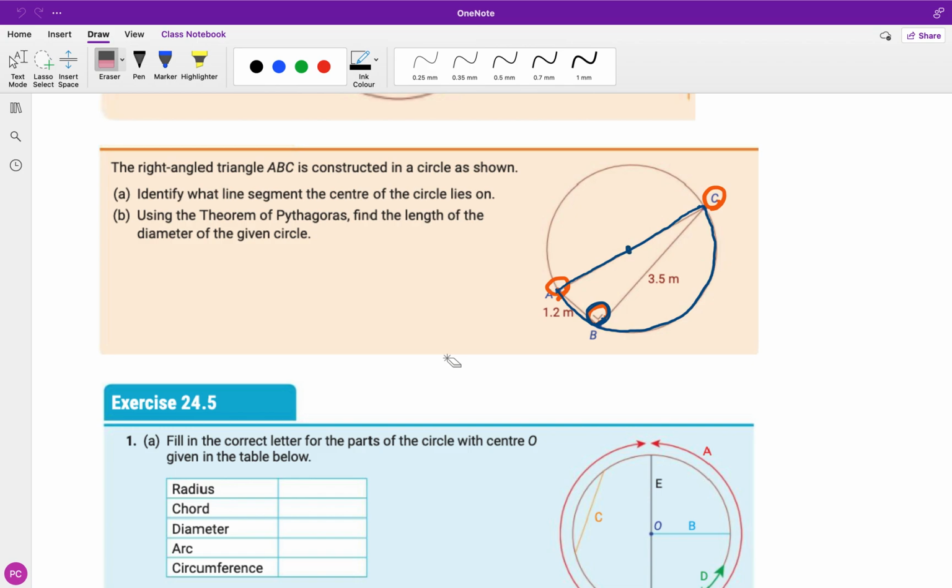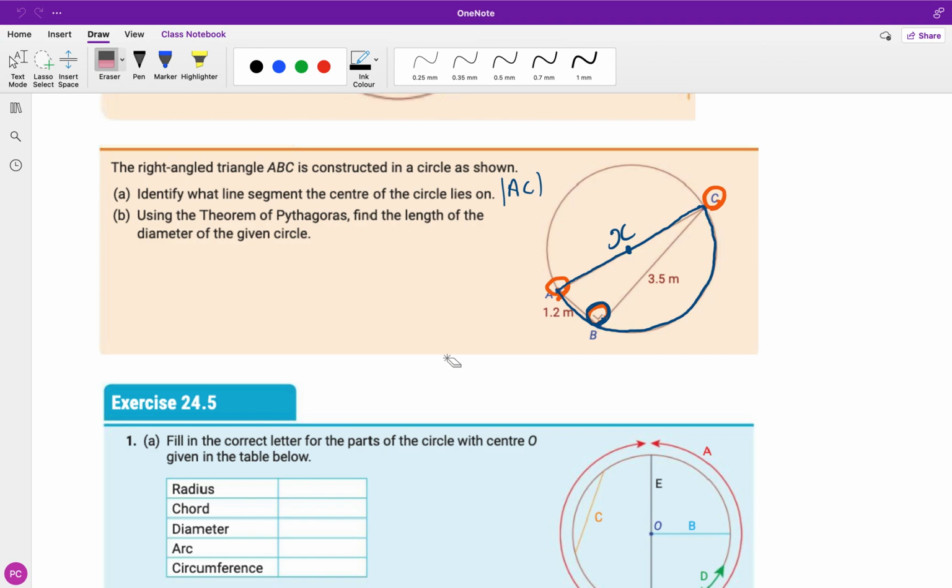And then we could work out the angles. If they asked us to work out the angles, we could work out the angles. And they said for part B, so the answer for part A then is going to be the line AC. And for part B, use the theorem of Pythagoras to find the length of the diameter of the given circle. So we call it X, we call it whatever you want, or H. So we're looking for that side there.